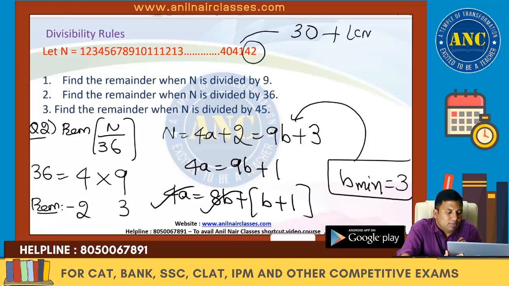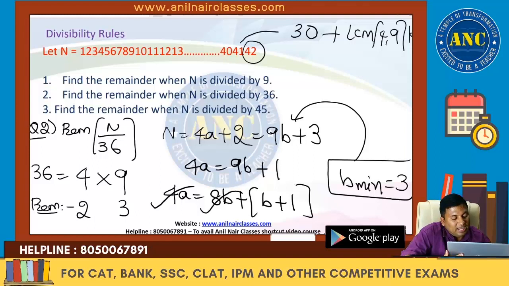The form of this number is 30 plus a number divisible by 4 and 9. That is 30 plus the LCM of 4 and 9. The LCM of 4 and 9 is 36k. 36k plus anything, when divided by 36, the answer is nothing but 30. I hope it is clear.